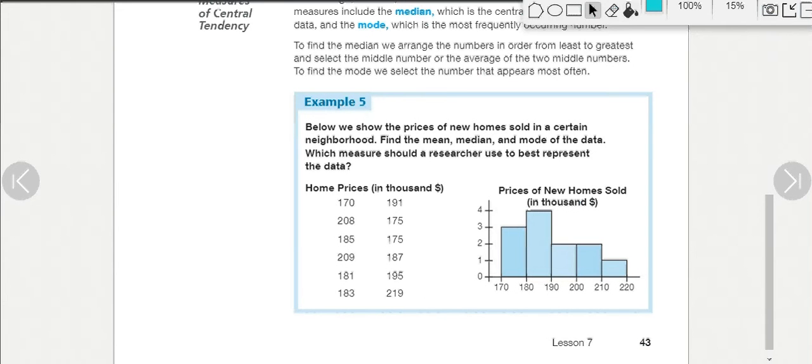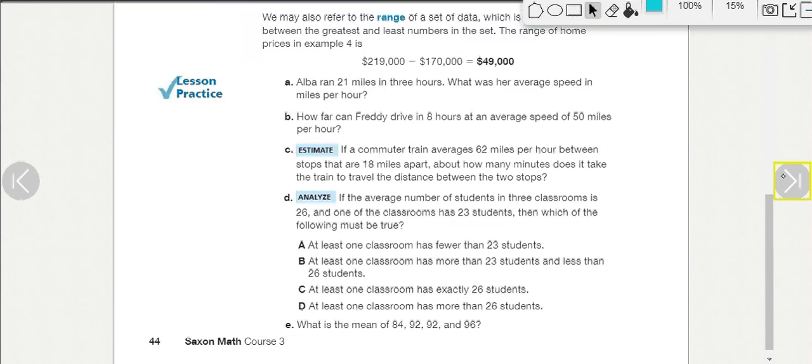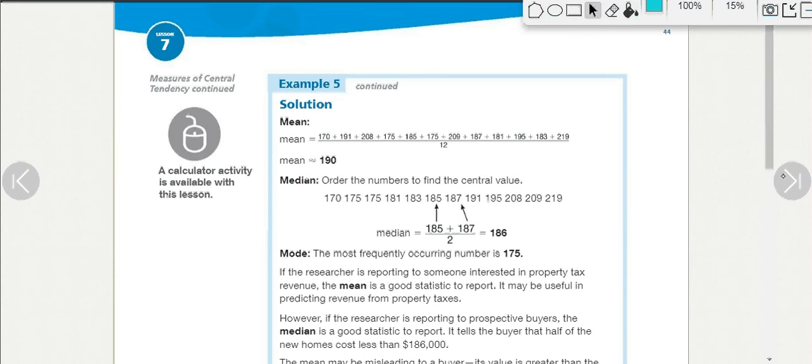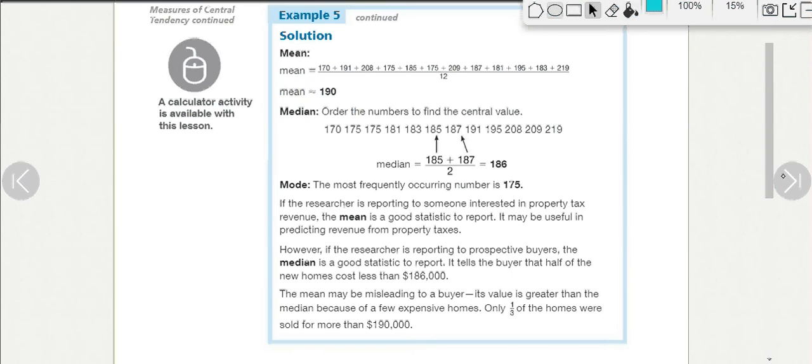We have prices of new homes in a neighborhood. Find mean, median, and mode. Your first step is always kind of to list these in order. And then we find a mean, a median, and a mode easiest that way. Let's see if they do that on page 44. Looks like they did finally for the median, but you might as well do it right at the beginning.